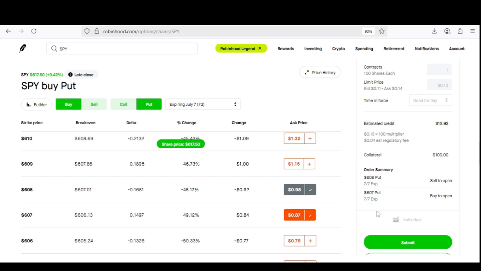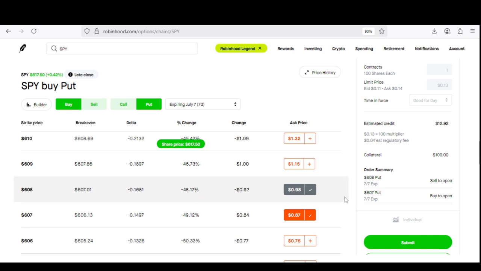So once you go ahead and hit roll this position, what Robinhood is going to do is close out your current position while simultaneously opening up a new position for you. Now, options rolling is just a fancy terminology that simply means you're going to be closing out one position and opening a new position at the same time. Option rolling is a very good exit strategy.